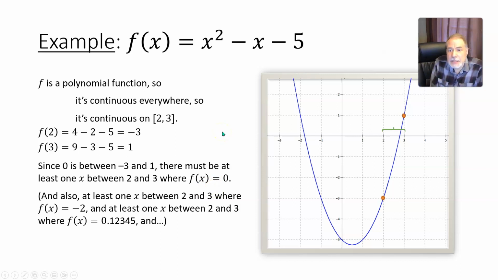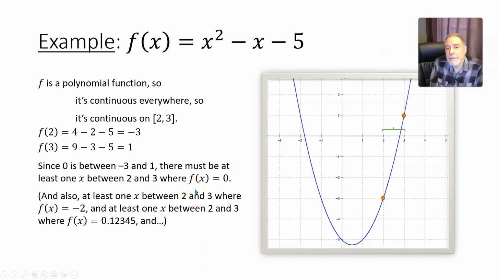It doesn't have to be 0, just 0 is one example of a number between negative 3 and 1, but I could have picked any other value between negative 3 and 1. So there's at least one x between 2 and 3 where f of x is negative 2. And there's at least one x between 2 and 3 where f of x is 0.12345, and so on. But often zeros are numbers that we're especially interested in.